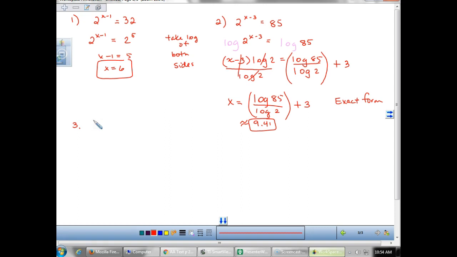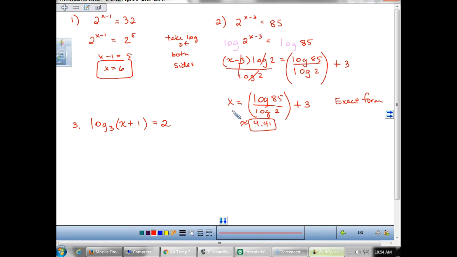So that was a skill of taking the log of both sides because you could not change to a common base. The next one's different though. Log base 3 of x plus 1 is equal to 2. Okay, how would I do this one? I can't take the log of both sides because there is already a log there. If you look back at number 2, it's an exponential equation. There are no logs. That's when you can take the log of both sides.